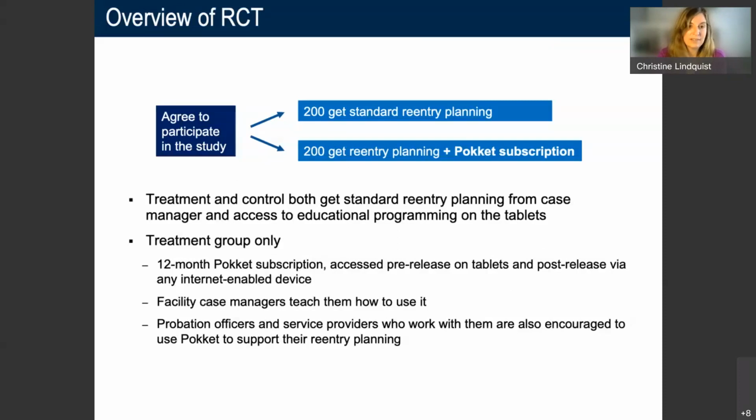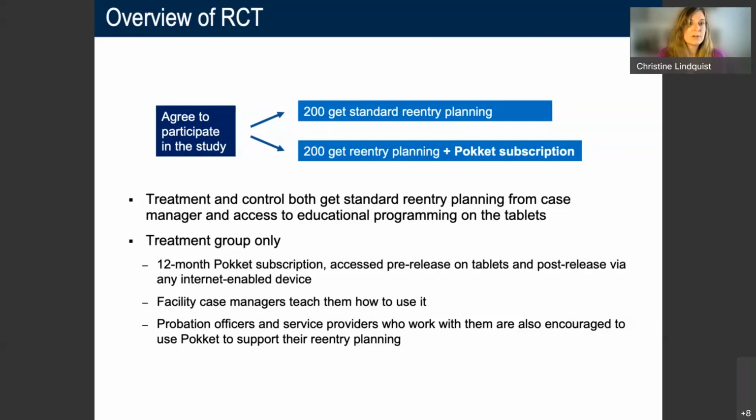They then click on a link that takes them to a web-based consent form, which they read. And then if they agree to participate in the study, we randomly assign half to receive standard reentry planning and the other half to receive reentry planning plus the Pocket subscription. So both the treatment and control group get individual reentry planning from their case manager.